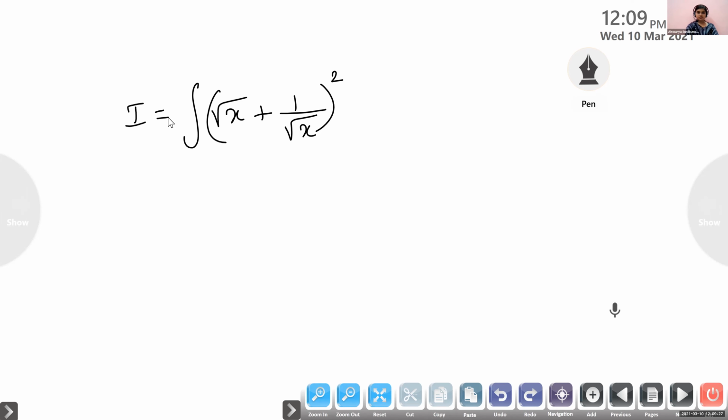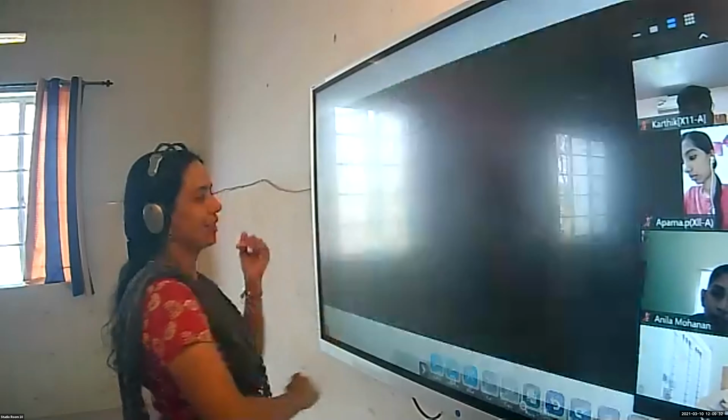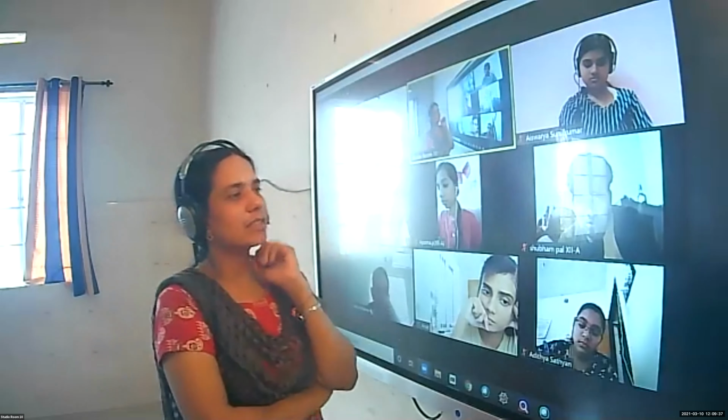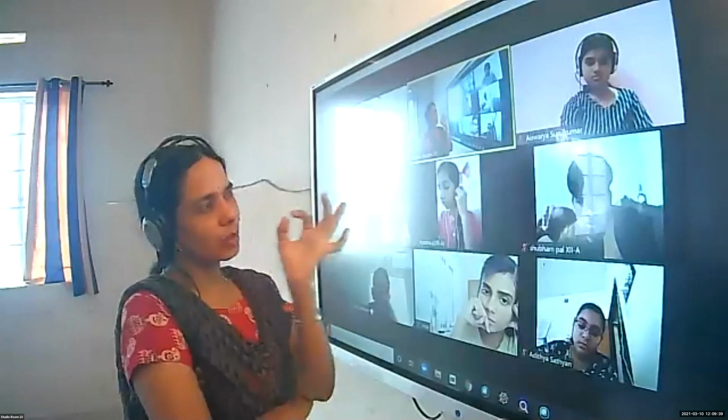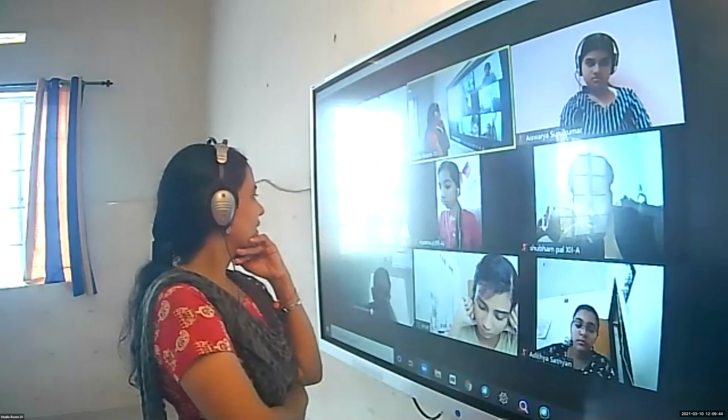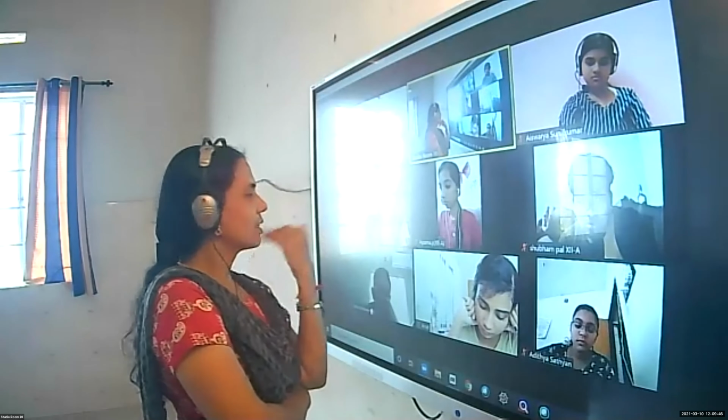Substitute t is equal to... Okay, we have learned one method, so don't always focus all the questions on that same method. Look at the question: root x plus 1 by root x the whole square. In which case will we go for the substitution method? Some function's derivative should be there. If it is like that, then we can go for substitution. Now here it is given root x plus 1 by root x the whole square.